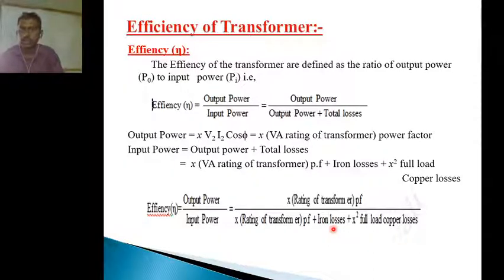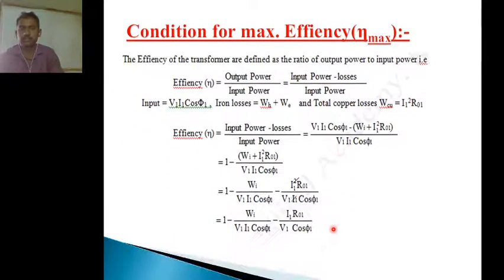So next, coming to the condition for the maximum efficiency. We know that the efficiency equals output power by input power, and that output can be represented as input power minus losses. So what is the input? V1 I1 cos phi 1. However, this can be derived in the case of the input also, input equal to output power plus losses, in this manner also. So here we go for one way; better we will try another way.